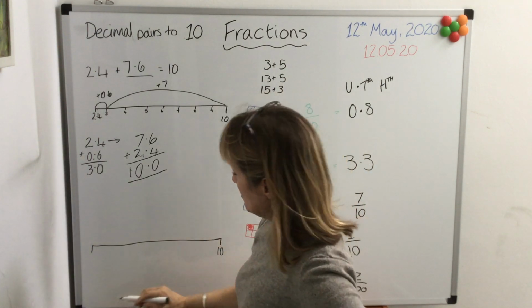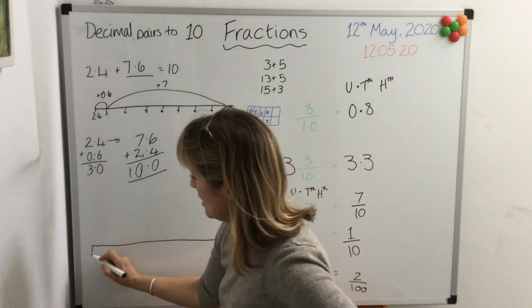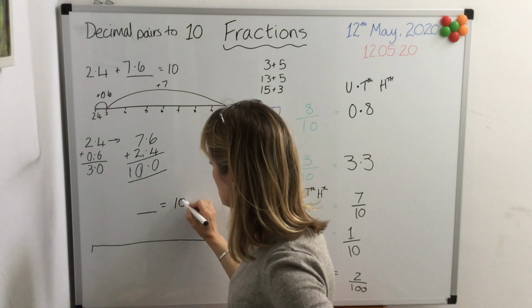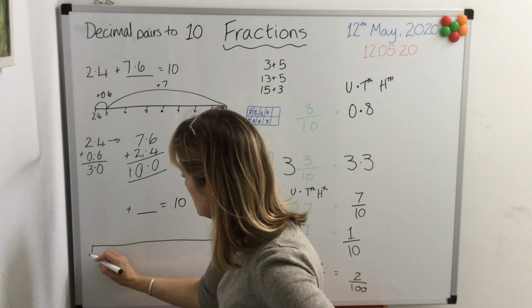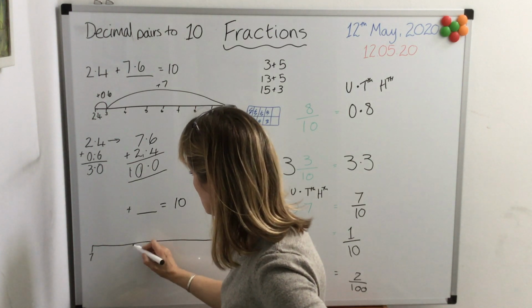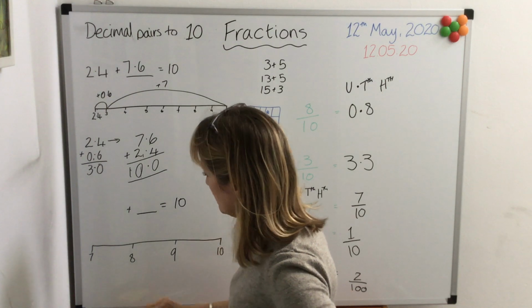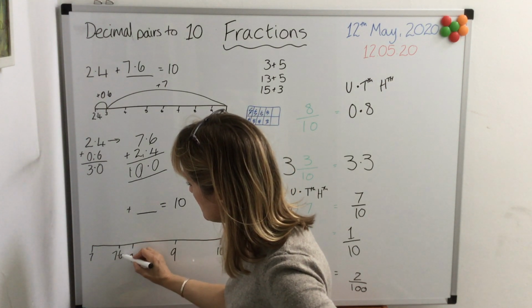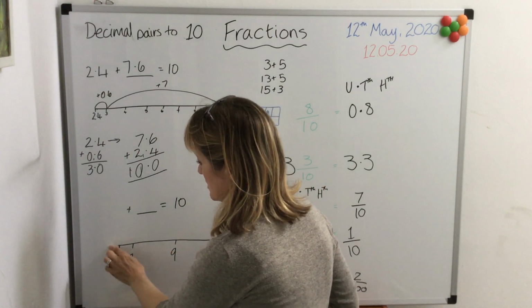Okay, so back to where we were. We're going to make another decimal fraction add up. We're going to find the missing number to make 10, and this time this number will be 7, 8, 9, and we're going to make the number 7.6. Okay, so we can get rid of that and we can start here.